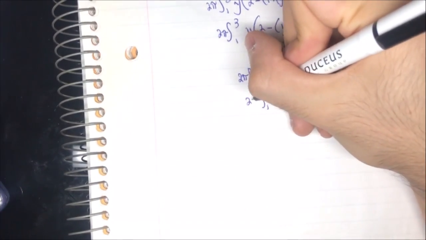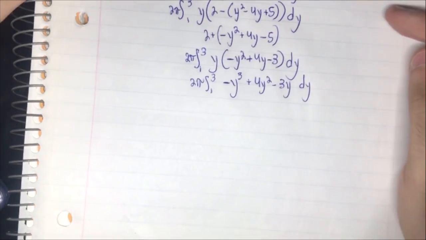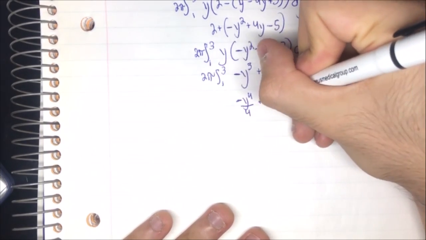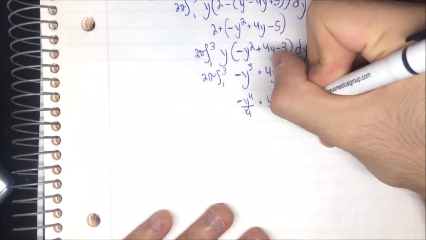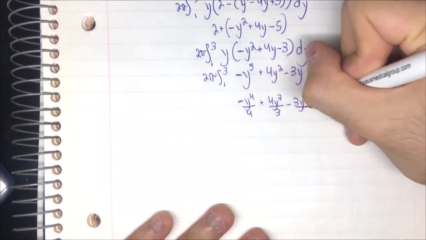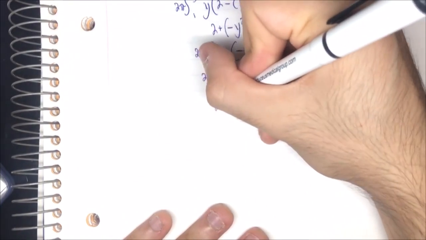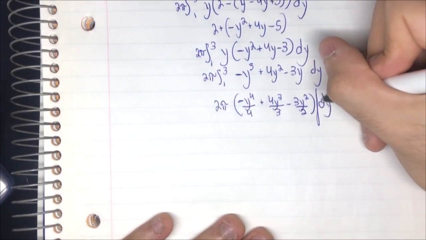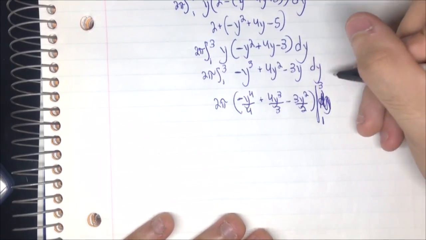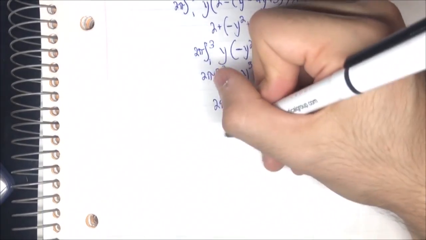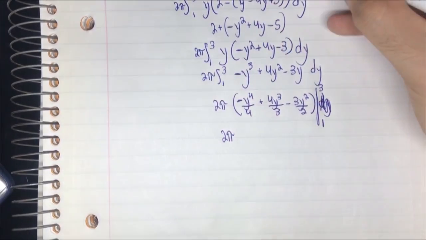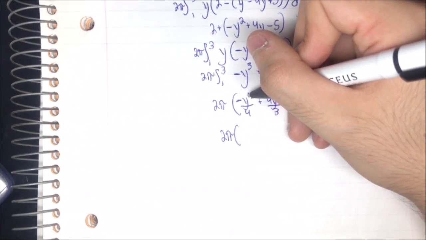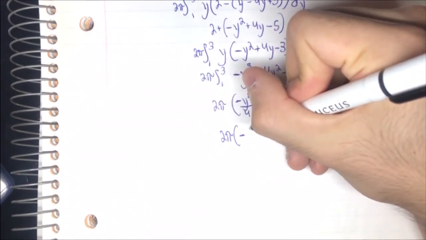Cool. So now we got to find the antiderivative of this, and that gives us negative y to the power of 4 over 4 plus 4y cubed over 3 minus 3y squared over 2, still being multiplied by 2 pi. Oh, whoops, never mind, not dy. Now it's from 1 to 3. All right, so now we plug it in. All right, so 2 pi, let's see, plugging in the 3, 3 to the fourth is 81 over 4.